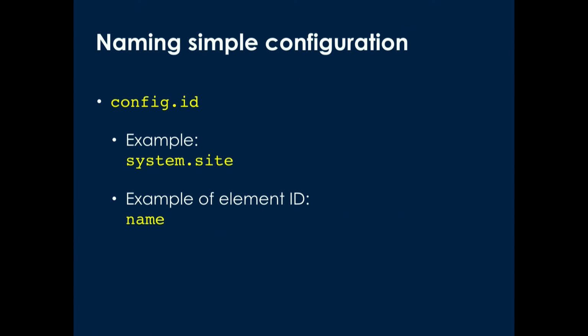And the way simple configuration is named is, in fact, fairly simple. It's just the configuration ID, which usually starts with the module that provides the configuration. So in the example here, we're talking about the general site information, and it's provided by the system module. So the configuration for that is system.site. And that's an array of values. It's stored in the database as a serialized PHP array, but one of the elements in there will be the ID name, and that will hold the value for your site's name.